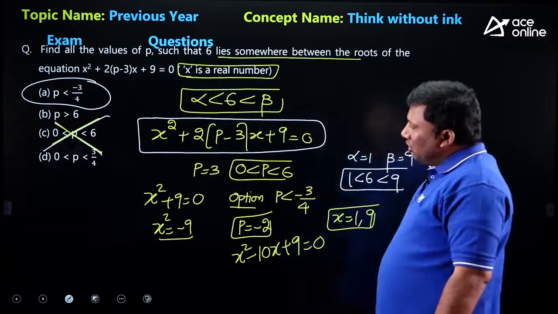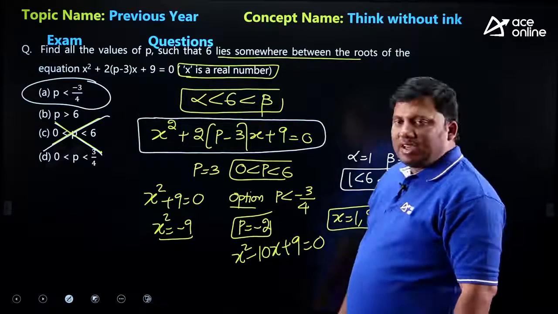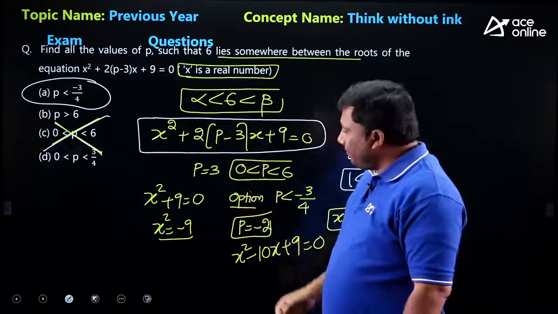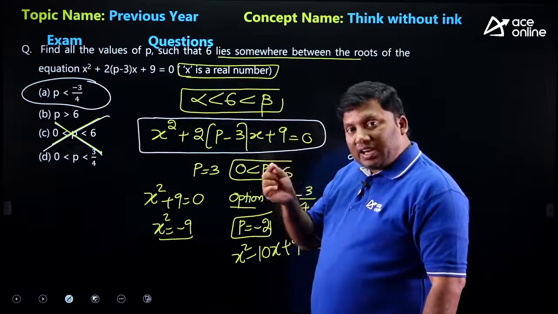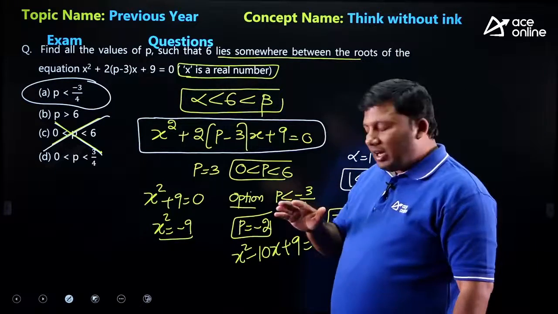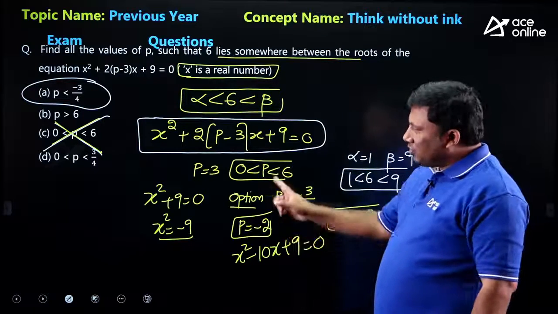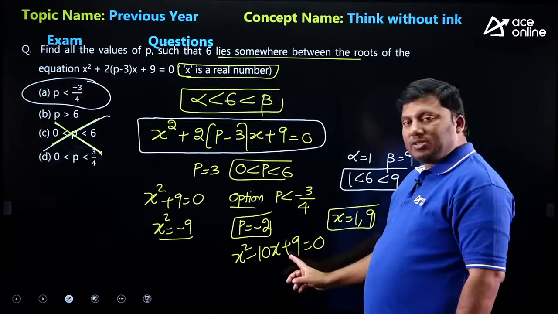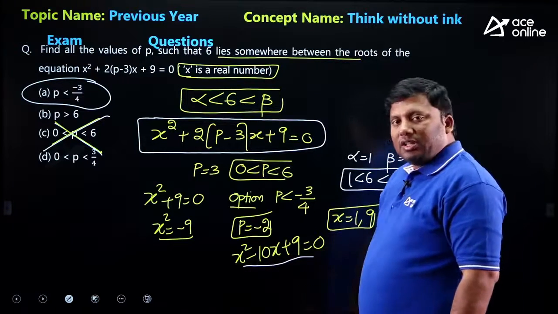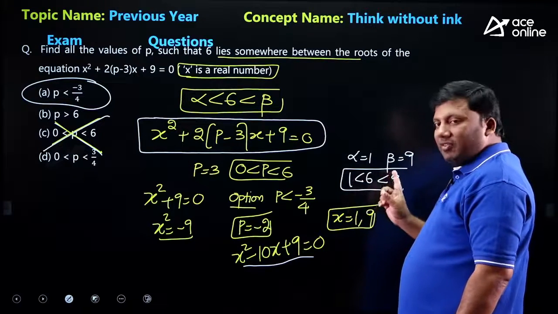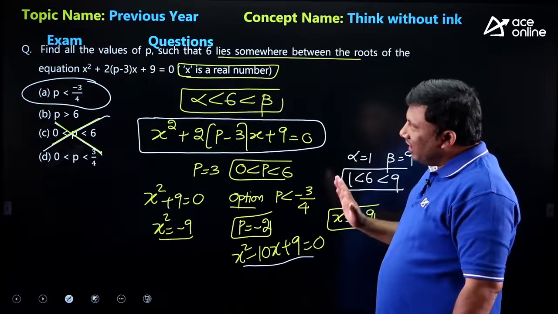X square plus 2 into p minus 3 into x plus 9 equivalent to 0. For p equal to 3, this value will be 0. X square plus 9 is 0. X square is negative, but X is a real number, it cannot be negative. P is minus 2. Minus 2 minus 3 is minus 5. X square minus 10x plus 9 equivalent to 0. The values of x are 1 and 9. 6 lies between 1 and 9. I hope the idea is clear.